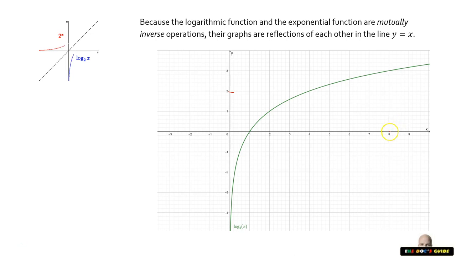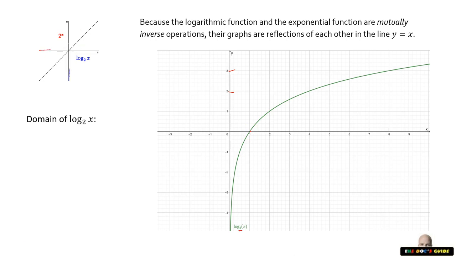2 raised to what power gives me 8? I come up here and the answer is 3. So that's our construction of that graph there. You'll notice that regardless of the base of the graph, it will always pass through this point here, because any base raised to the 0th power will give us 1.